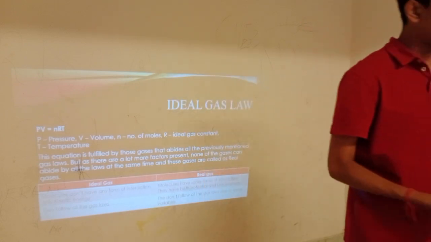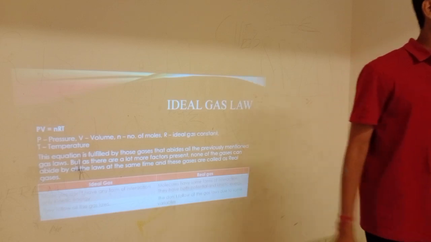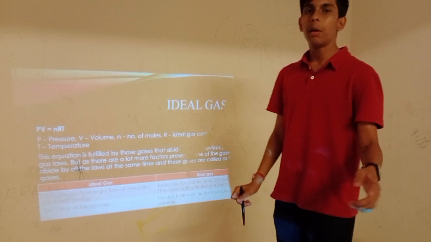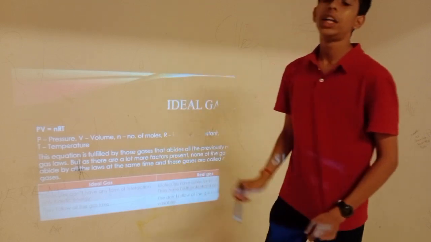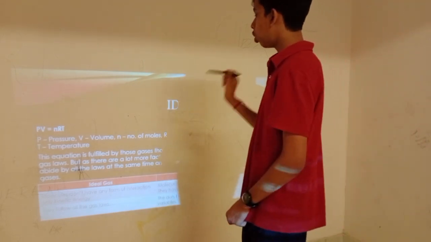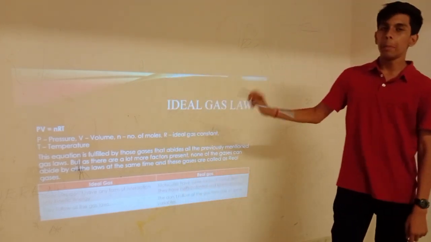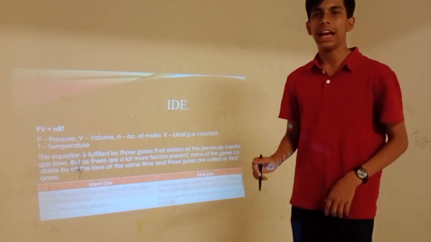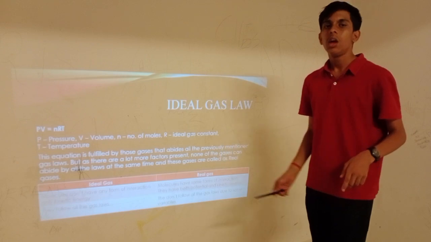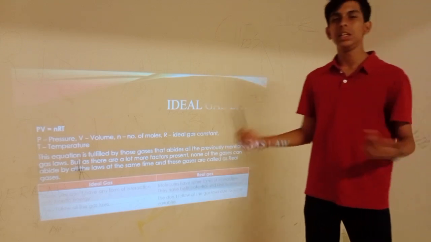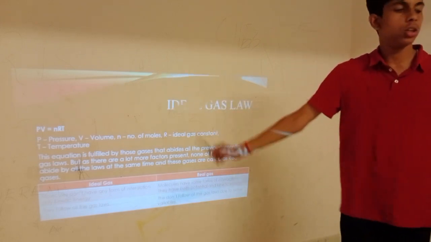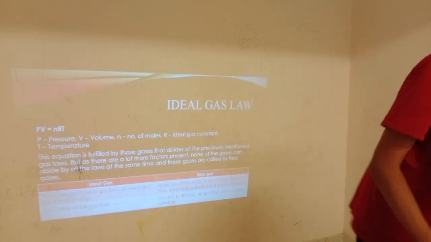So, what the ideal gas law is basically, it is PV equals nRT, where P is pressure and V is the volume being exerted, while n is the number of moles of gas that are being considered over here. R is the ideal gas constant, which won't be specified because it differs from medium to medium and can only be figured out through experiments. And last is T, which is the temperature of the gas.